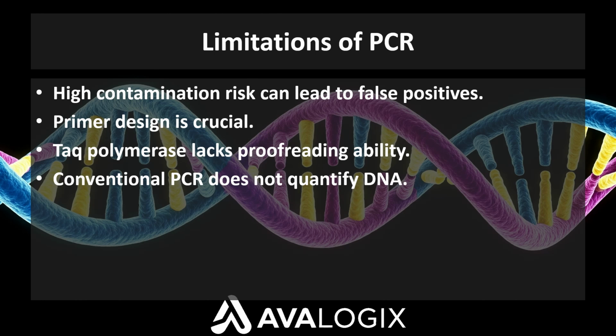Inhibitors in the sample. Biological samples often contain substances that inhibit PCR, like hemoglobin, heparin, or polysaccharides. These can interfere with polymerase activity and cause amplification failure.